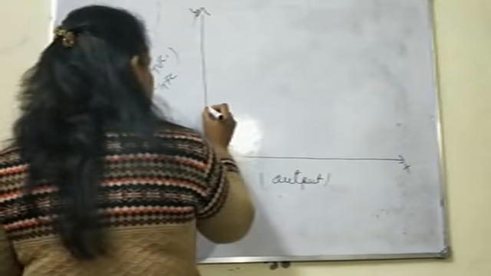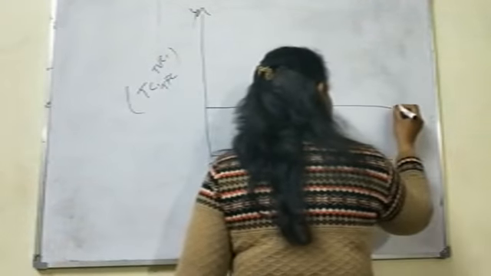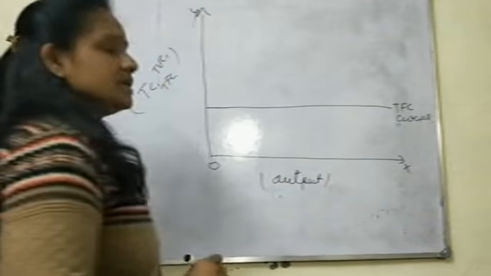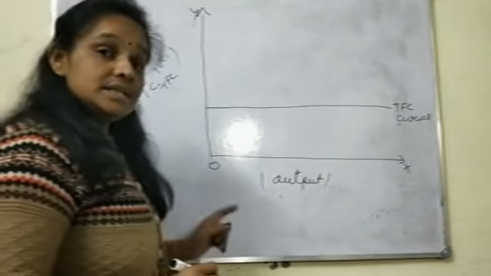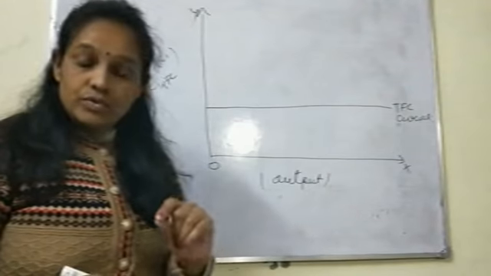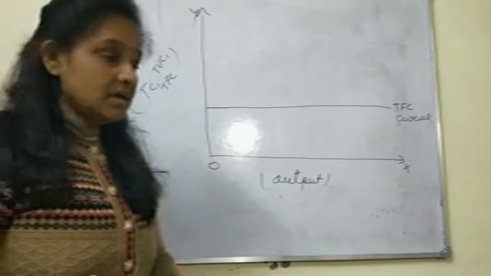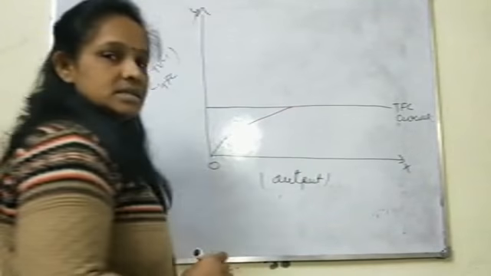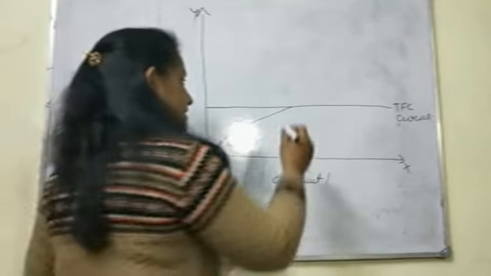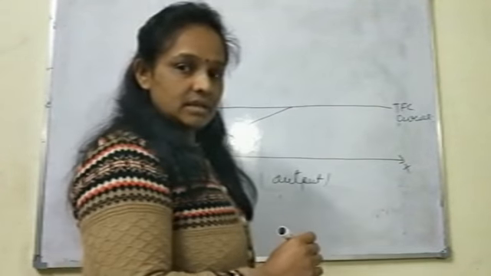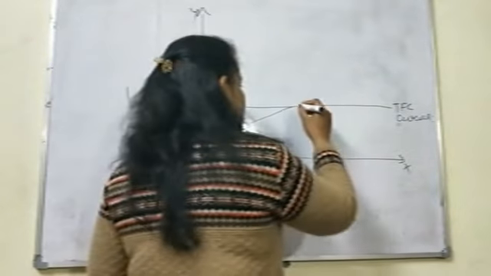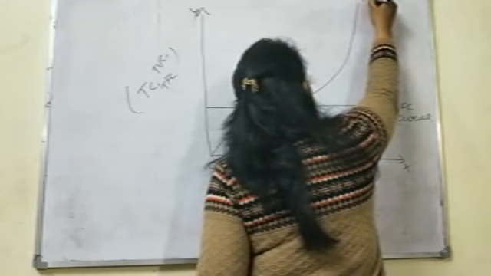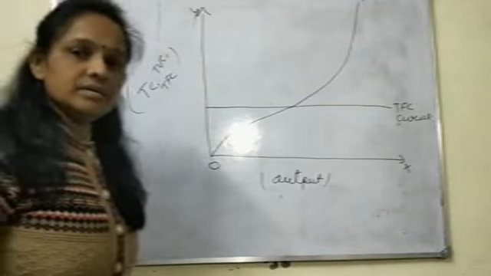Alright, so you know what is the shape of the TFC curve? It is horizontal to the x-axis. This is the shape of the TFC curve. And the TVC curve starts from the origin. This you have to remember. And what is the shape of the TVC curve? It is concave downward. It will intersect the TFC curve, and then after intersecting the TFC curve, it will become convex. So from here, it will become convex. This is your TVC curve.